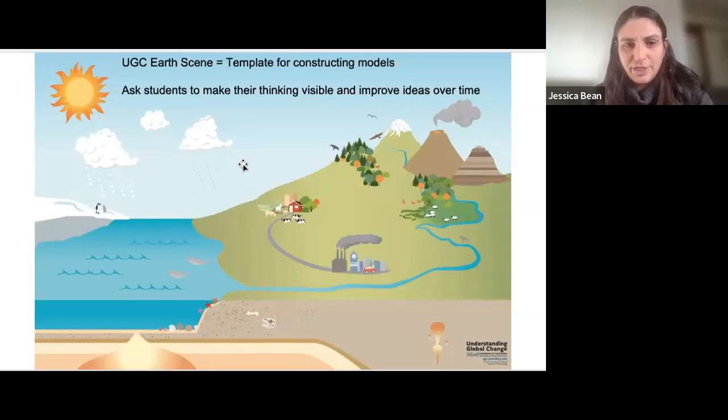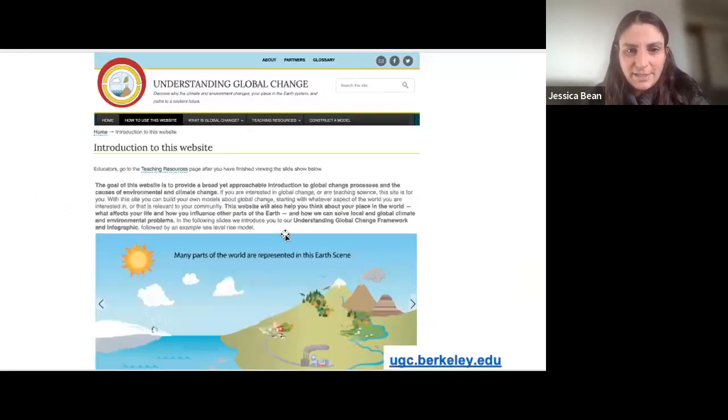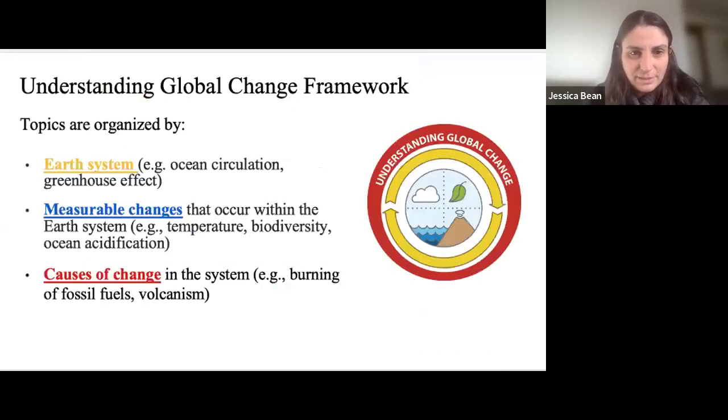So this is a generic oceans to mountains scene that is used as our backdrop for thinking about all of the systems connections that we want to understand around climate and global change. This is a template where students can make their thinking visible and also improve their ideas over time as they understand more parts of the system that we live in. So you'll see a slideshow that introduces you to this Earth scene, and it will also very briefly step you into this understanding global change framework.